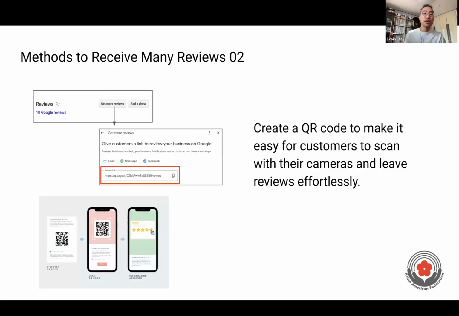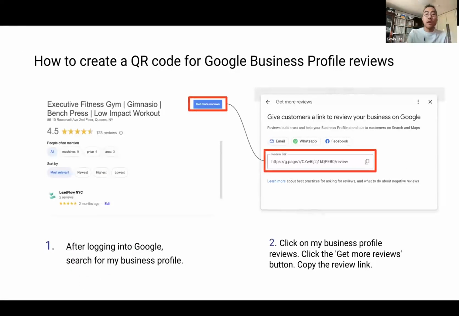Number two is creating a QR code. It makes it easy for people to scan with their phone. They just open their camera, the link pops up, and it takes them straight to leaving a review. So it's quite easy. I want to show you guys how to do this. It's super easy. We might run out of time, but okay.